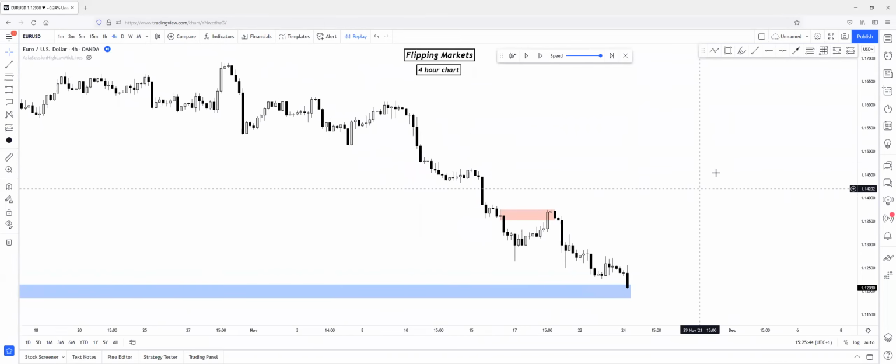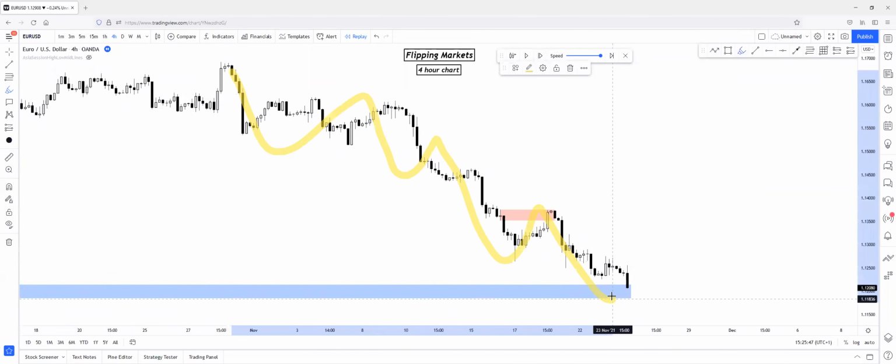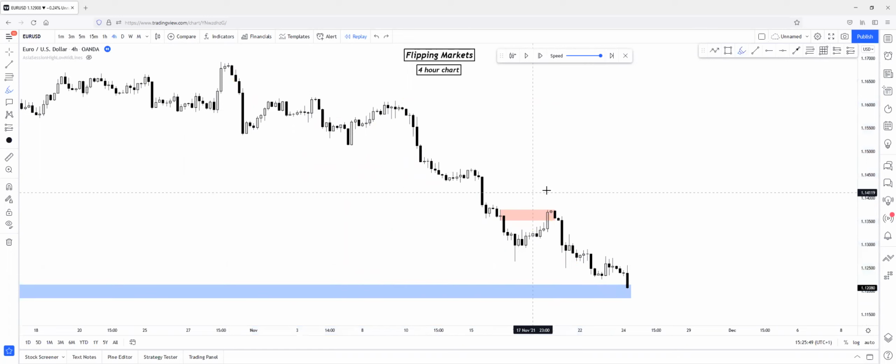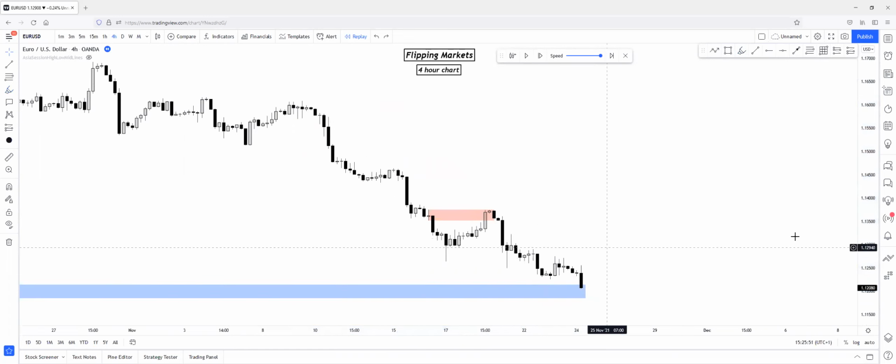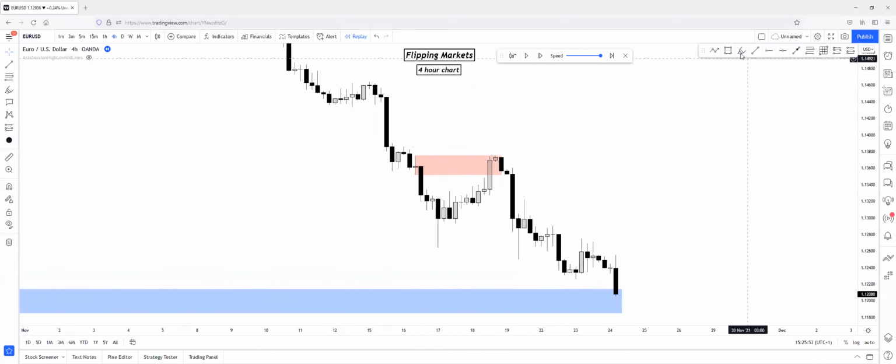So let's see the live example. As you can see, price is currently moving in a downtrend, creating a series of lower lows and lower highs. Let's focus on this region. Price created a breakout structure to the downside with this candle. After that, it created inefficiency, so there's a gap between the wicks. This area needs to be filled.